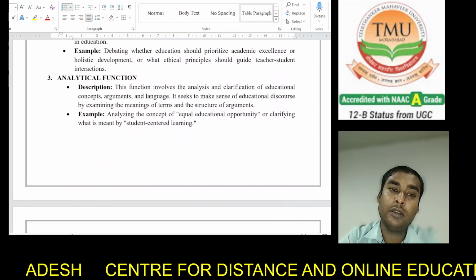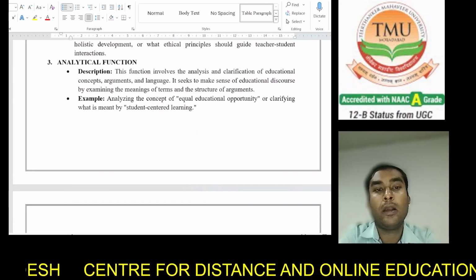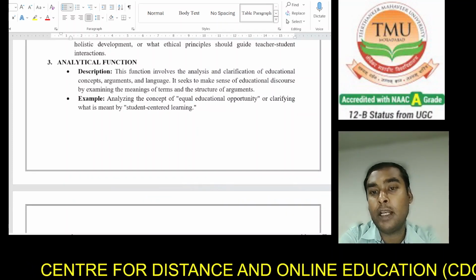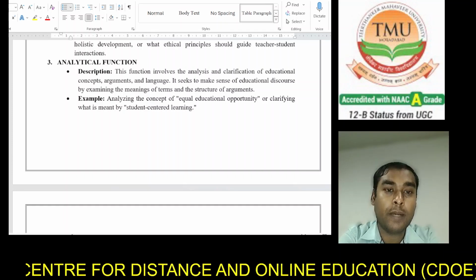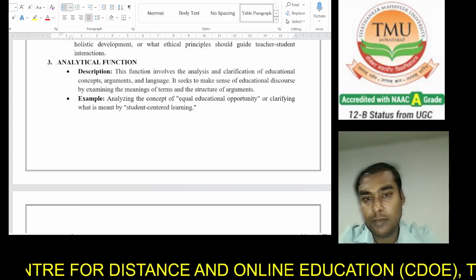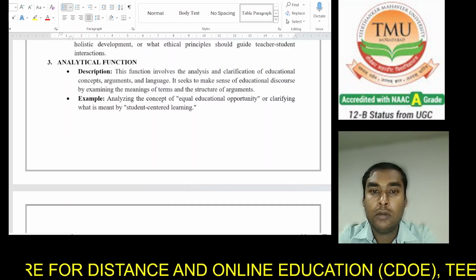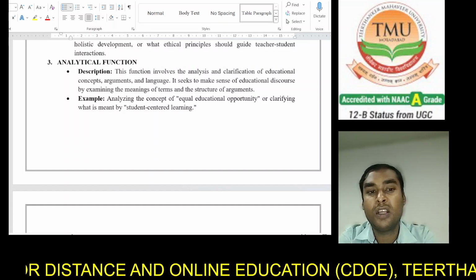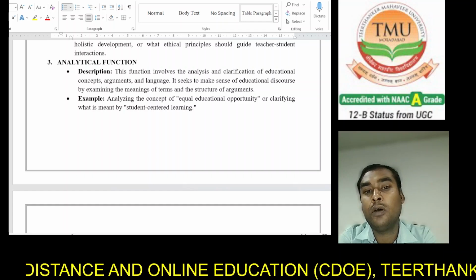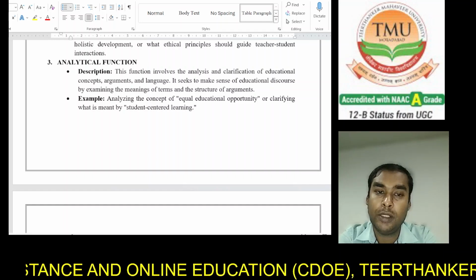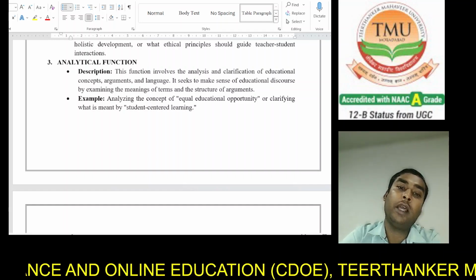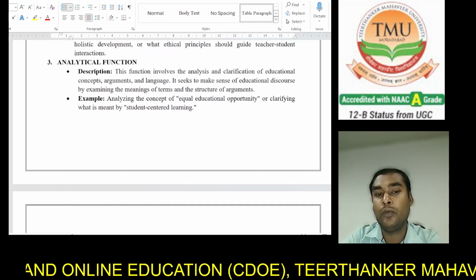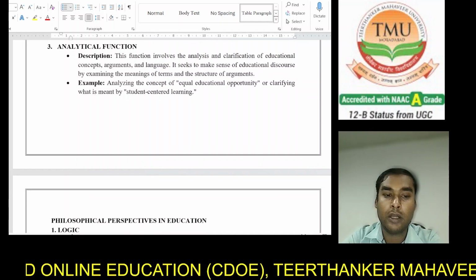And the last one is the analytic function. This function involves the analysis and clarification of educational concepts, arguments, and language. It seeks to make sense of educational discourse by examining the meaning of terms and structure of arguments. For example, analyzing the concept of equal educational opportunity or clarifying what is meant by student-centered learning.